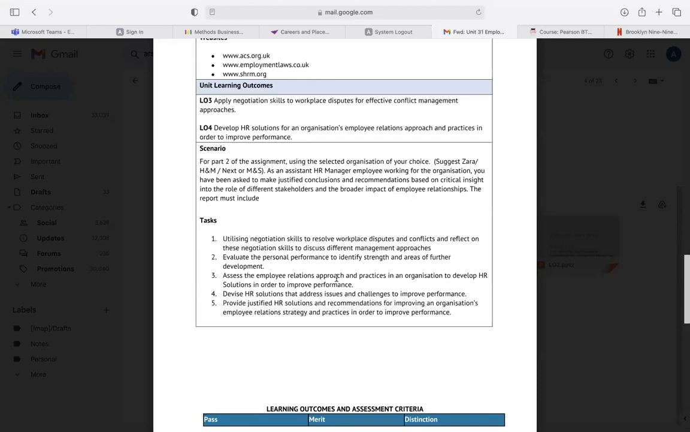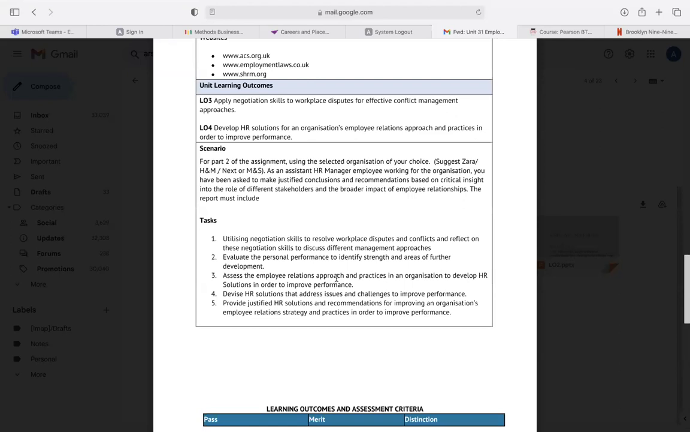And then the LO4 was develop HR solutions for an organization's employee relationships approach practices in order to improve performance. So how can you come up with different approaches so that the end goal, basically pushing your associates to do better, motivating them to actually give their best, can be achieved? And essentially, that's going to impact their performance, right? So for part 2 of the assignment, you can use a selected organization of your choice.